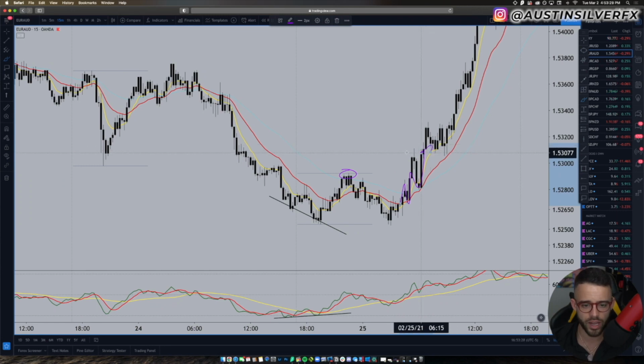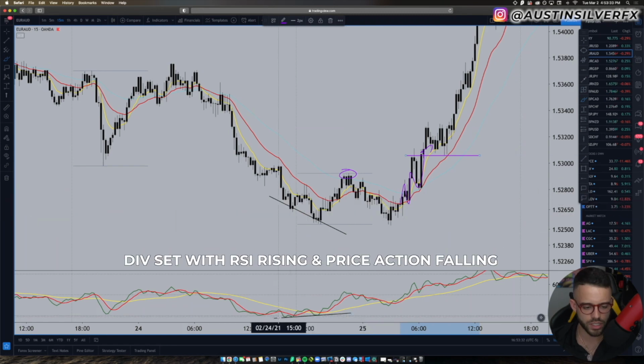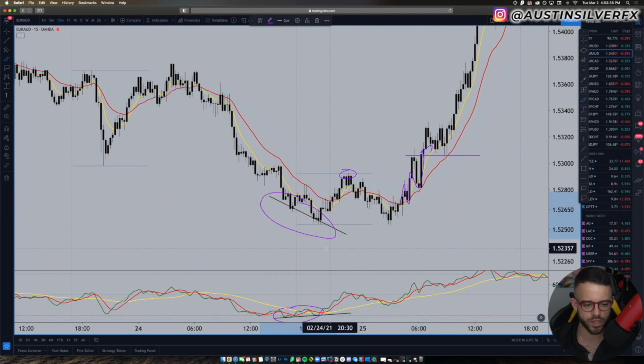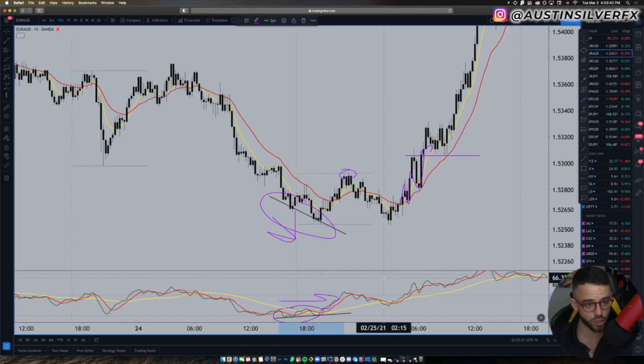That breakout here, I really loved even that to see it come higher. And just notice the divergence is set with the RSI rising and price action falling, right? That is where your difference is. This is moving lower and this is moving higher. And with that divergence, that difference, that's where we look for some potential reversals.